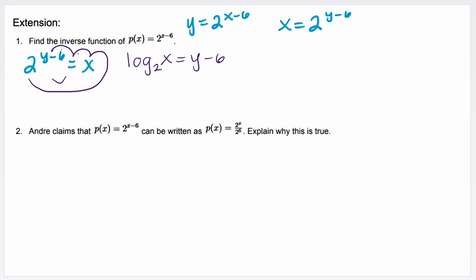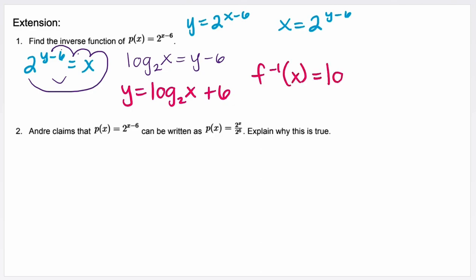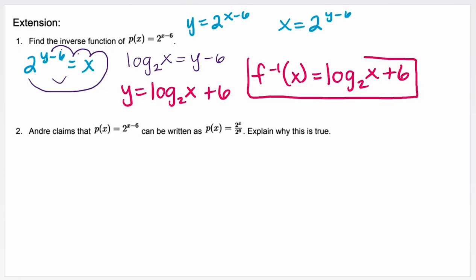Now that 6 is going to be outside of the logarithm. So I'll end up with y equals log base 2 of x, and then I'll add 6 to that. So that 6 is outside the logarithm. It's not inside the logarithm. And then the final answer there, f negative 1 of x equals log base 2 of x plus 6. So that is the inverse of that function.